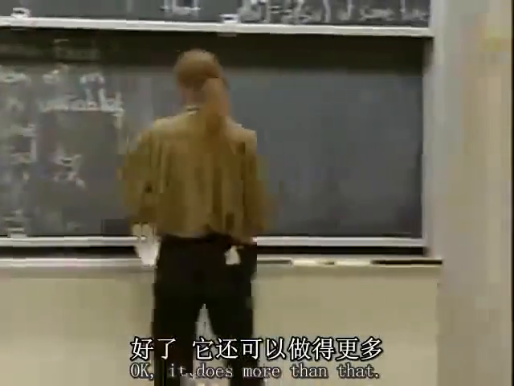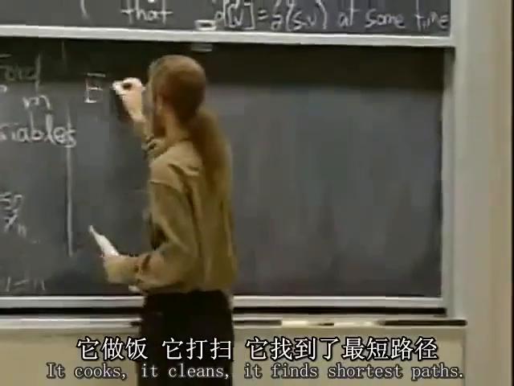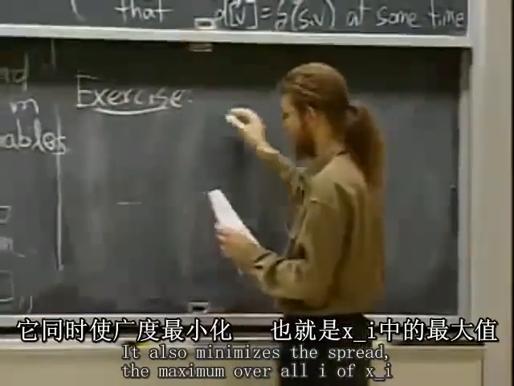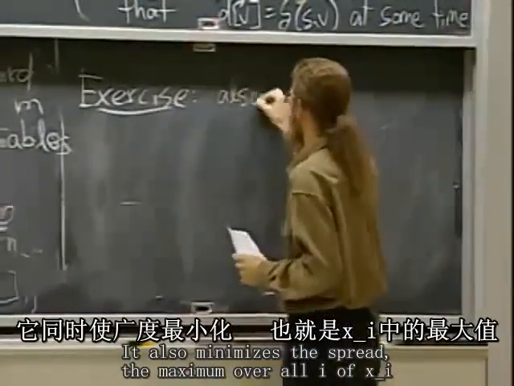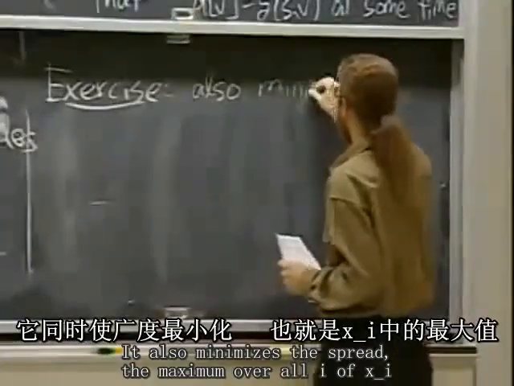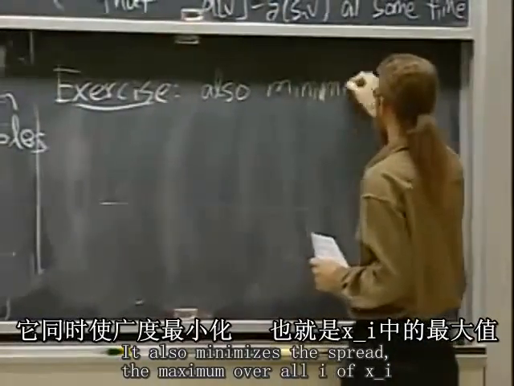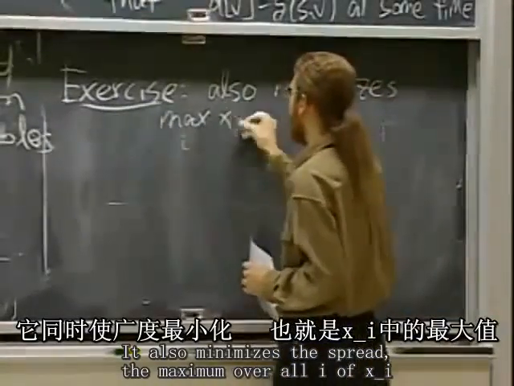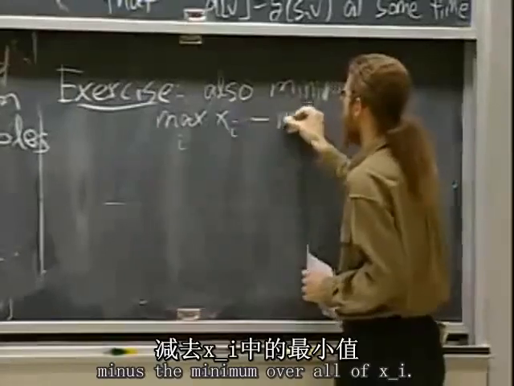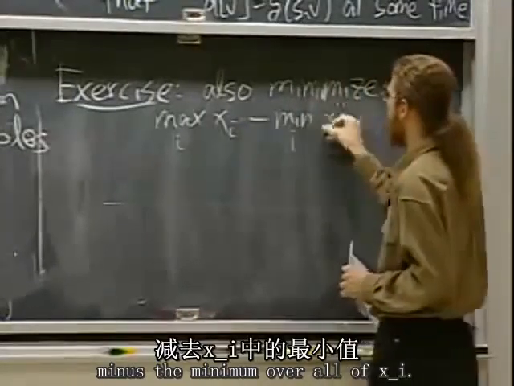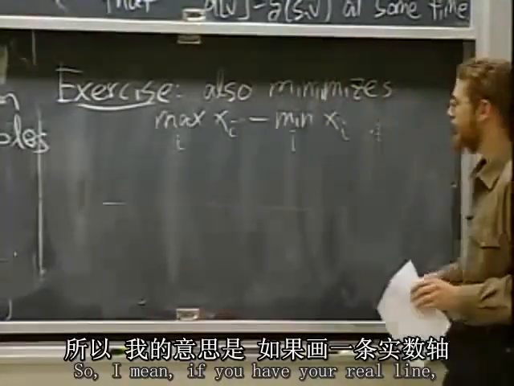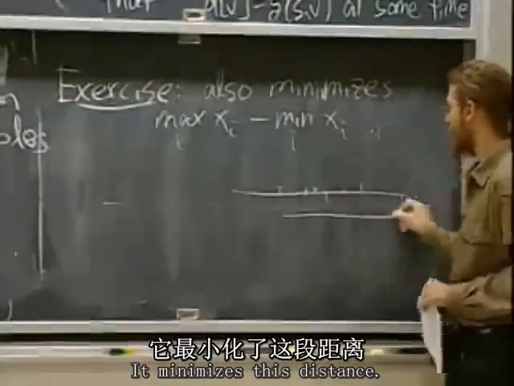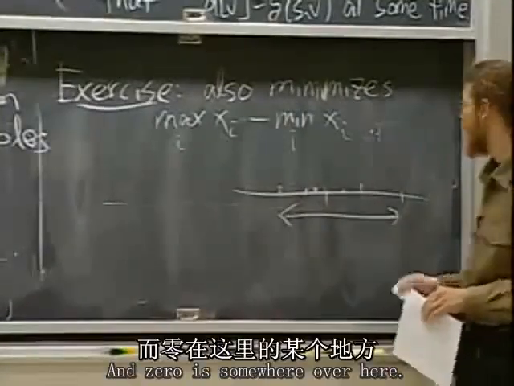Okay? It does more than that. It cooks, it cleans, it finds shortest paths. It also minimizes the spread, the maximum over all i of xi minus the minimum over all i of xi. So, I mean, if you have your real line and here are the xi's, wherever they are, it minimizes this distance, and 0 is somewhere over here.